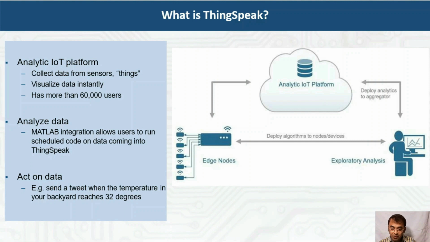Act on data. For example, send a tweet when the temperature in your backyard reaches 32 degrees. That means you can also create an alert or you can tweet. That means you can set the alarm. This is the picture of how it is working. You can see, guys, that you can send the data to the cloud, that is the ThingSpeak cloud, and in this ThingSpeak cloud analytics can be done, and the data is coming from the sensors, or you can say the microcontroller board or computer.